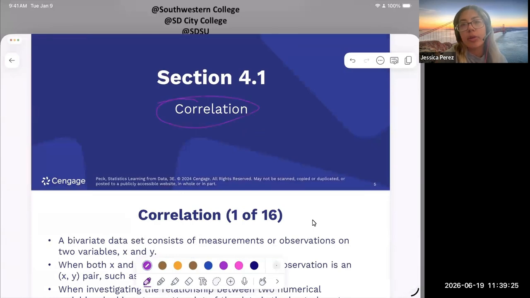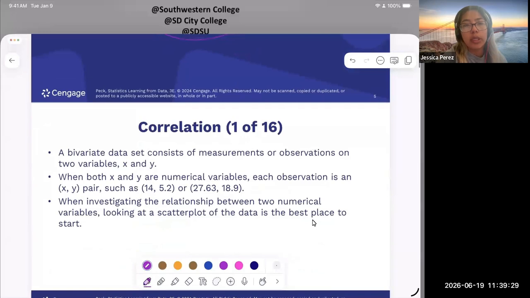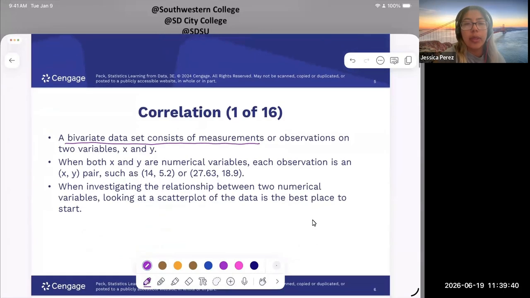Let's begin this chapter by discussing what is correlation. The definition of correlation: a bivariate data set consists of measurements or observations consisting of a variable x and y. When both x and y are numerical variables, each observation is a pair, such as 14, 5.2, 27.63, 18.9.